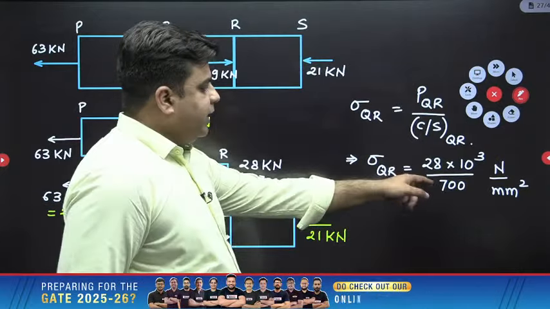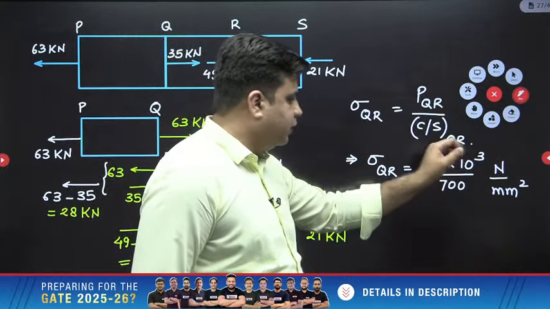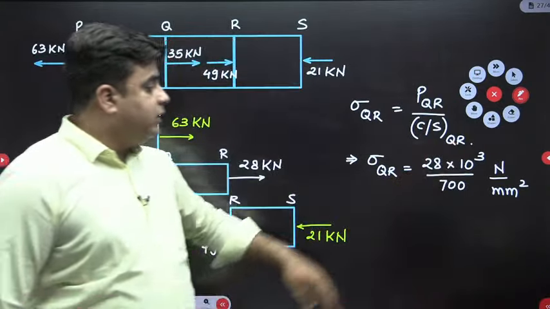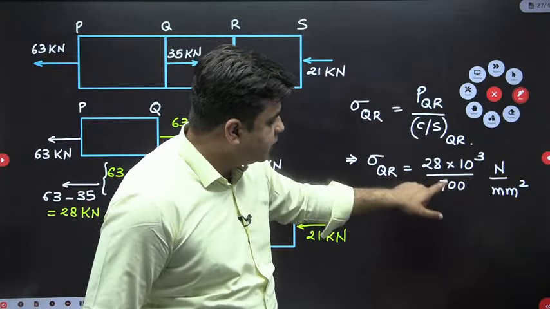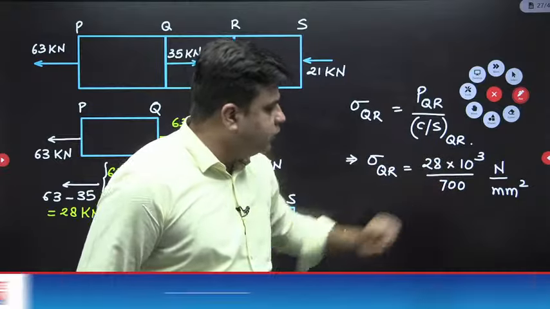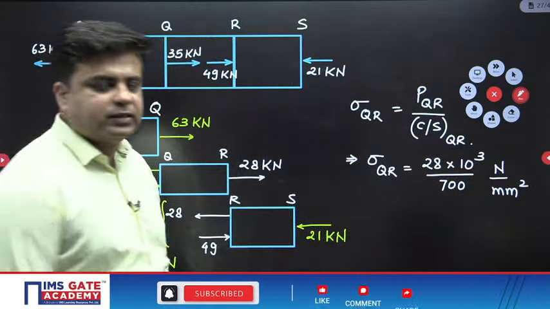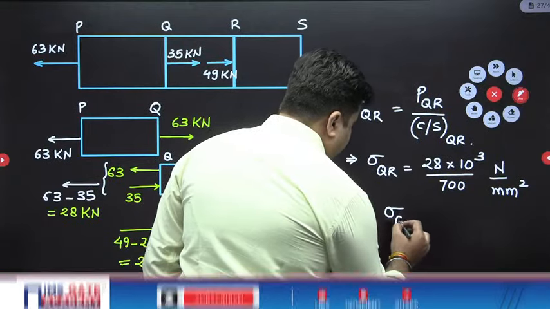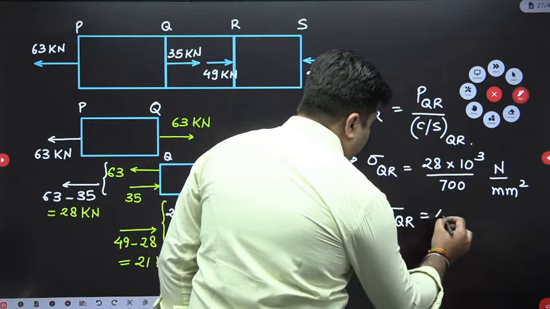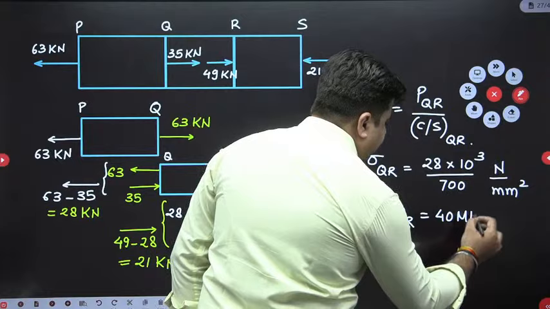So this is 1 times, this is 4 times. So 1000 by 4. Sorry, this is 100 and this is 4. So 4000 by 100. So 40 megapascal. So sigma QR is equal to 40 megapascal. This will be my final answer.